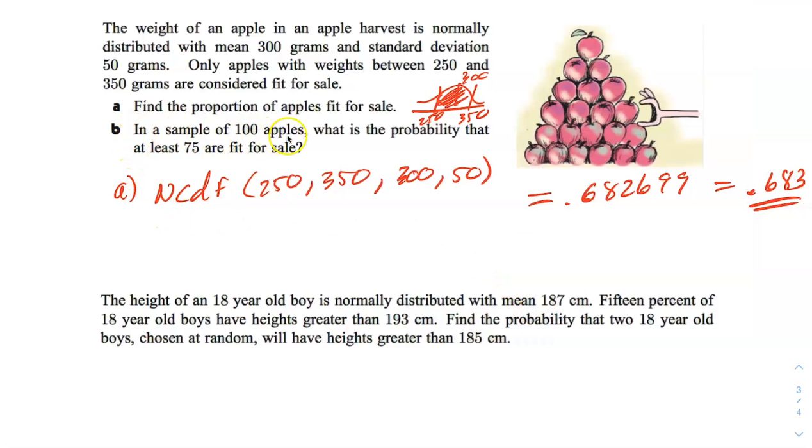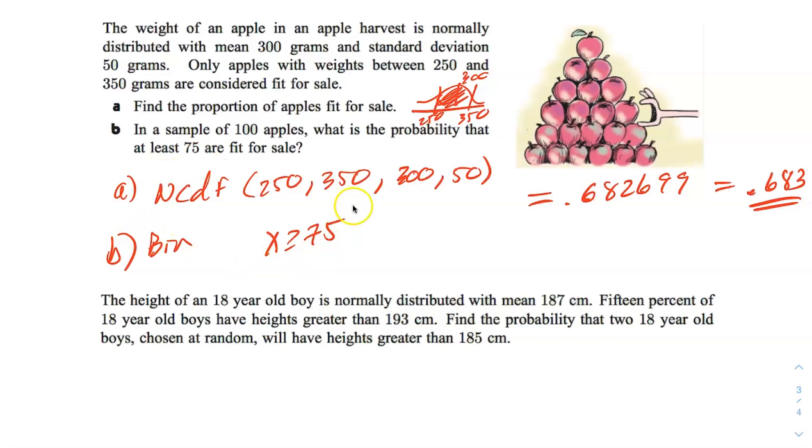B, in a sample of 100 apples, what's the probability that at least 75 are fit for sale? So now look at this question. It's a different type of question. In a sample of 100, right there it tells me binomial. This is a binomial question. It wants the probability that at least 75. So remember I was thinking about it like at least 75 cookies. That's my low end.